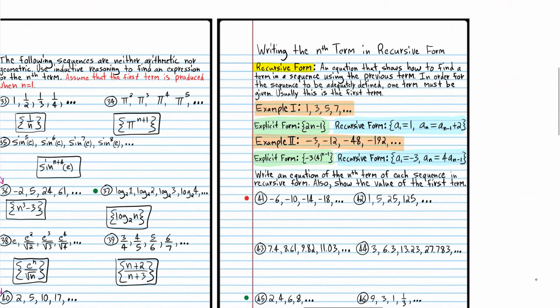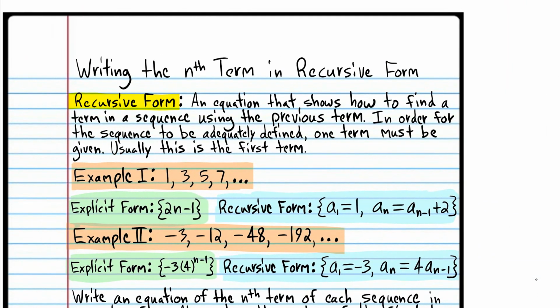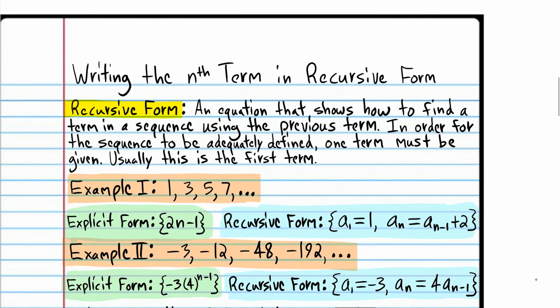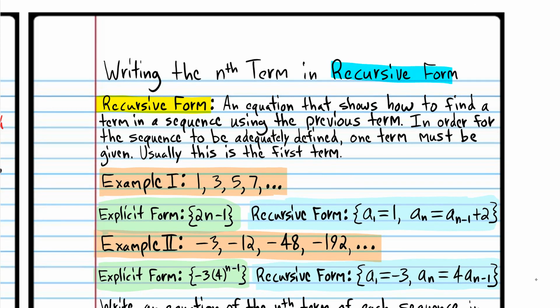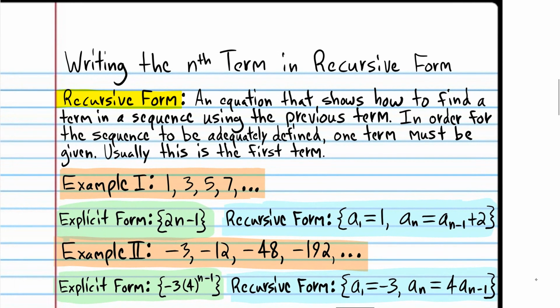Okay, so now we're going to learn something called recursive form. We're going to find an expression for the nth term of a sequence, just like we did in the previous problems, but we're going to write the nth term in something we call recursive form. So recursive form is an equation that shows you how to find a term in a sequence using the previous term.